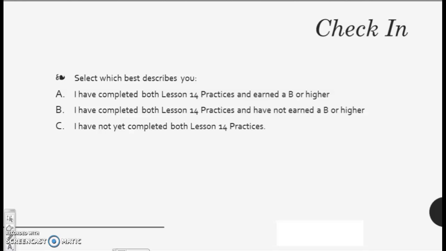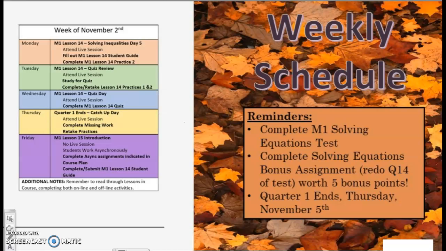So in addition to doing the quiz review questions, which the handout will be sent to you in an email along with the link to this recording, and can also be found in the course plan. Okay? But if you have not completed those practices or did not earn a B or higher, you should take them or retake them to earn a B or higher, making sure that you read any written response feedback before doing your retakes. Remember, you're allowed to use your notes when completing your practices.